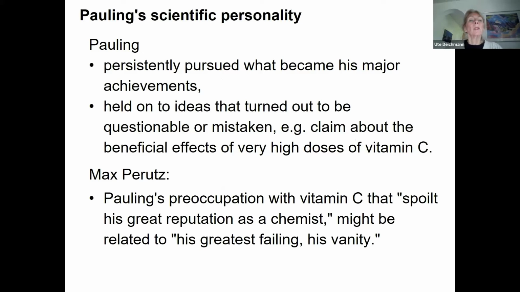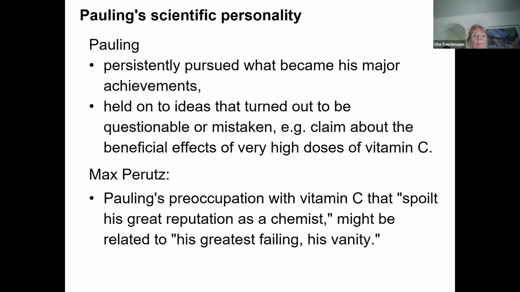What is relevant here also is Pauling's scientific personality. He was known to persistently pursue what became his major achievements, but with the same persistence, he also held on to ideas that turned out to be questionable or mistaken. For example, his claim about the beneficial effects of very high doses of vitamin C. Max Perutz, his student, who admired Pauling very much otherwise, thought that this was related to his greatest failing, and that is his vanity.